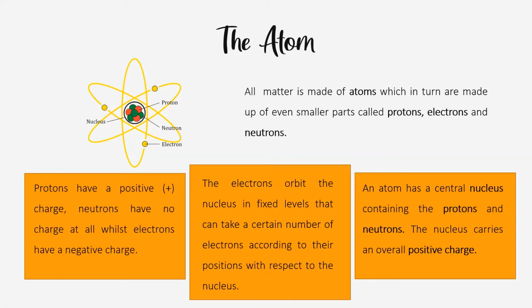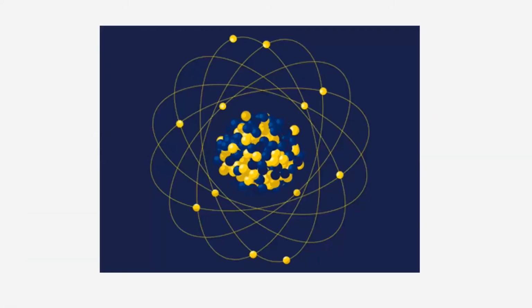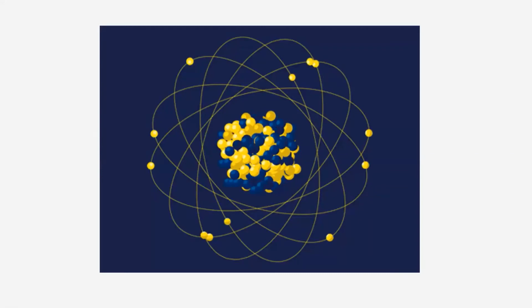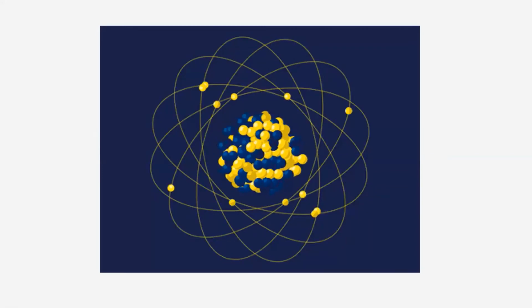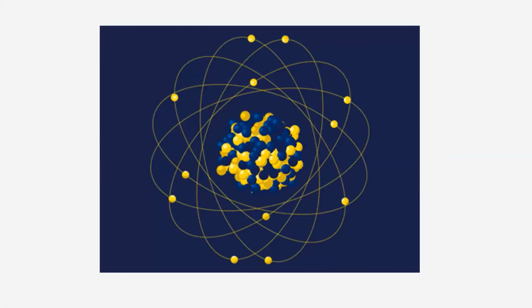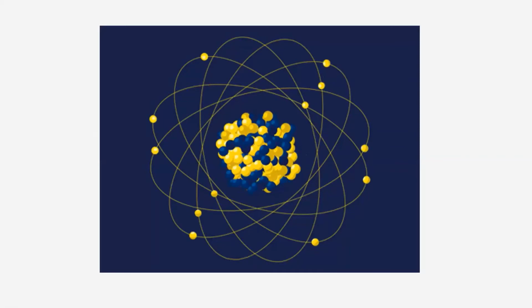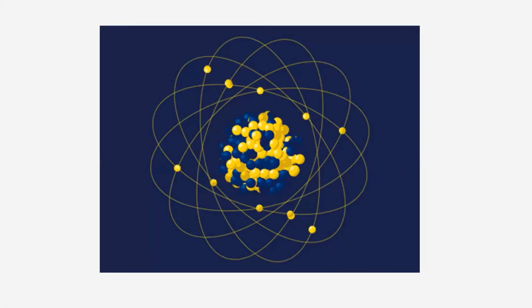In an atom, the number of protons equals the number of electrons, so the atom overall has no charge. This is an animation of what we imagine an atom to be like. You have the protons and the neutrons at the center, and you have electrons orbiting the atom on the outside.